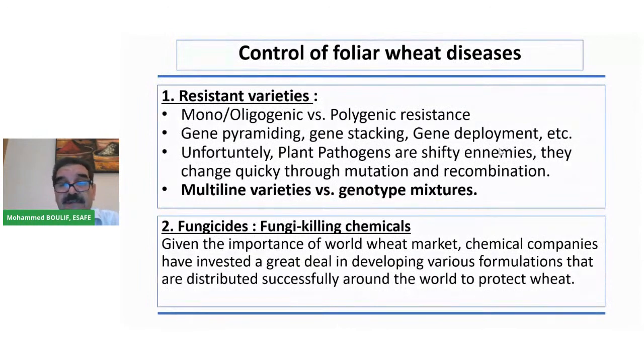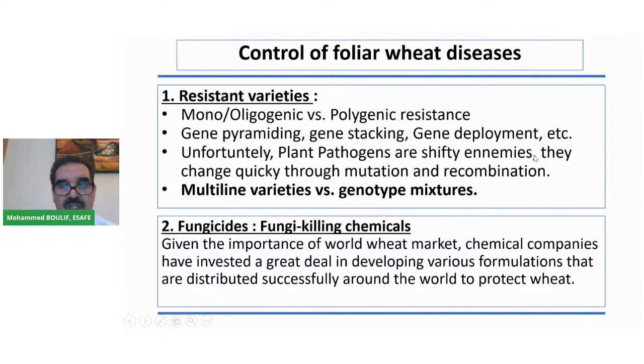And because stem rust kept on coming back, it has just destroyed the resistant genes. It has broken down the resistant genes that were stacked in the genotypes, and that's the reason why he came up with these two words, shifty enemies.